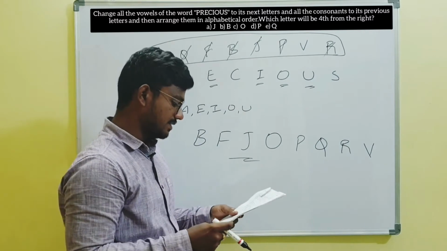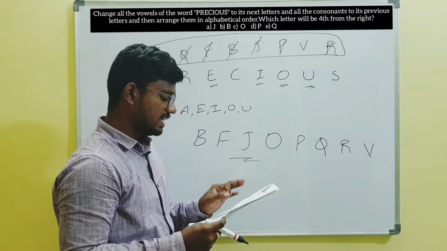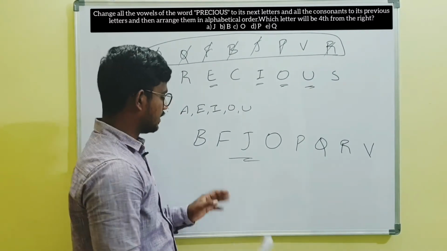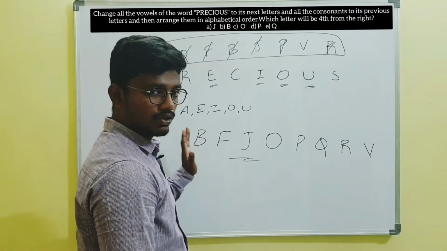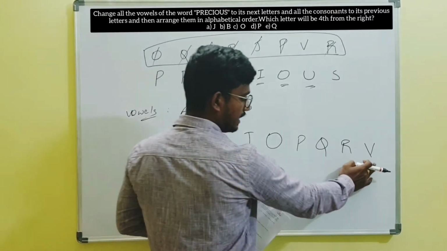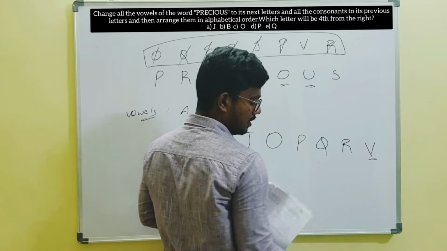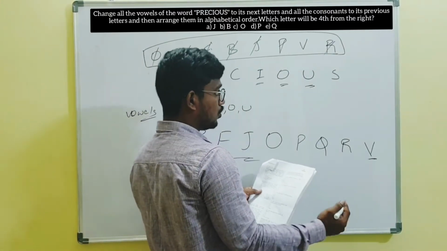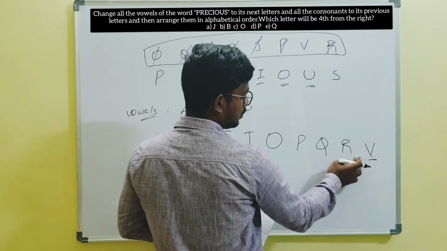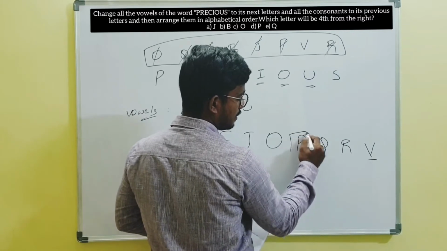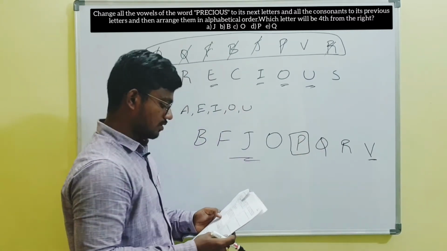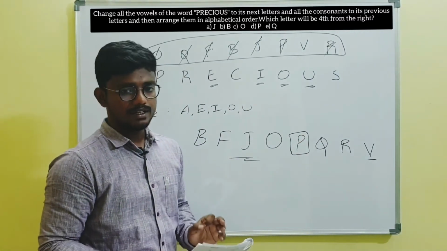So what is asked is, which letter will be fourth from the right? Here it is to my left, so my right hand will be V. So fourth from the right will be P. So my answer is P.